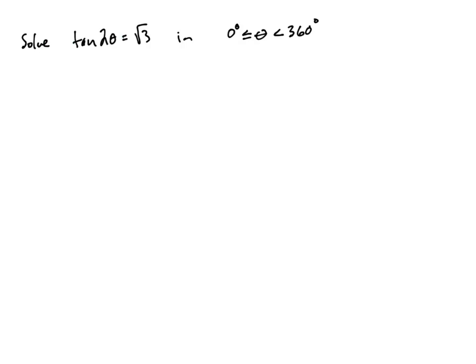Okay, so tangent of 2 theta is equal to square root of 3, and we want this between 0 and 360 degrees. So just to reiterate, this means we want the solution in degrees. Okay, so we want to ask ourselves, when does tangent equal square root of 3? Tangent is positive in quadrant 1 and quadrant 3. So it's at these two locations. That's pi over 3 and 4 pi over 3.